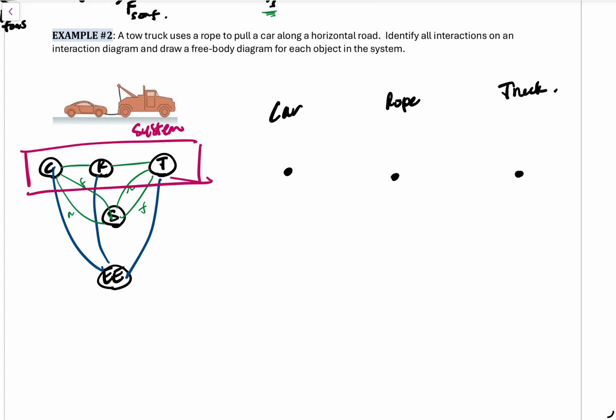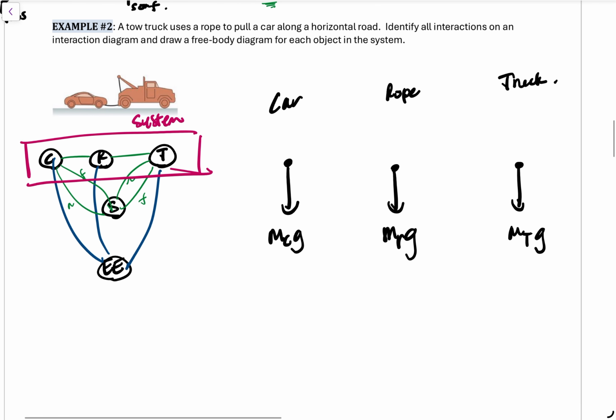First, each of these objects has a gravitational force. So we're going to label this mass car g, this one mass rope g, and this one mass truck g. And remember, we do need to specify those different masses because the objects will have different gravitational forces. They have different masses. Okay, so that takes care of those. I'll just check these off in orange. So I took care of those forces there.